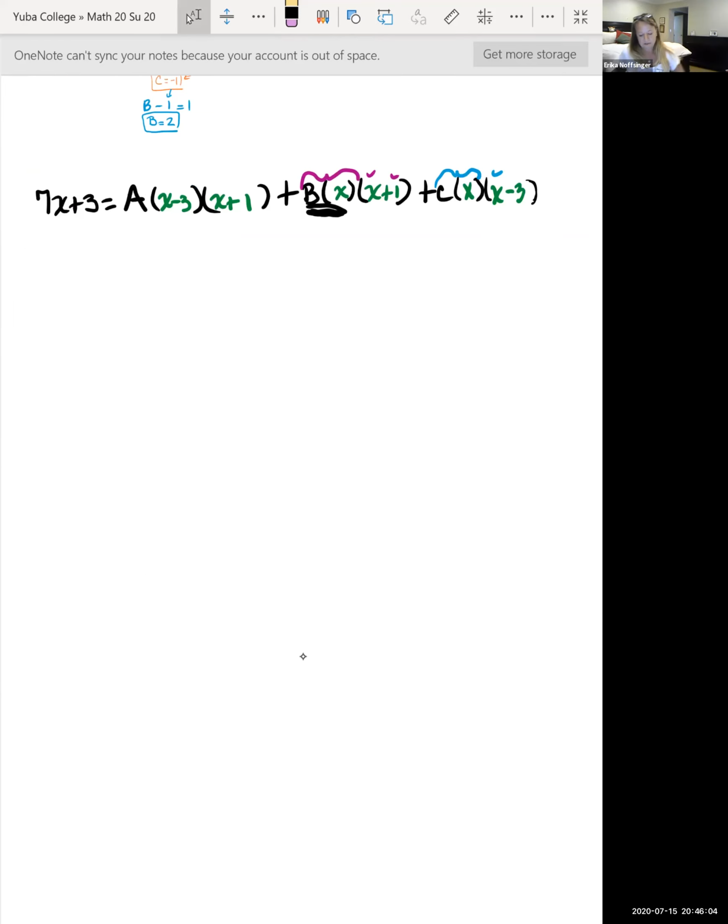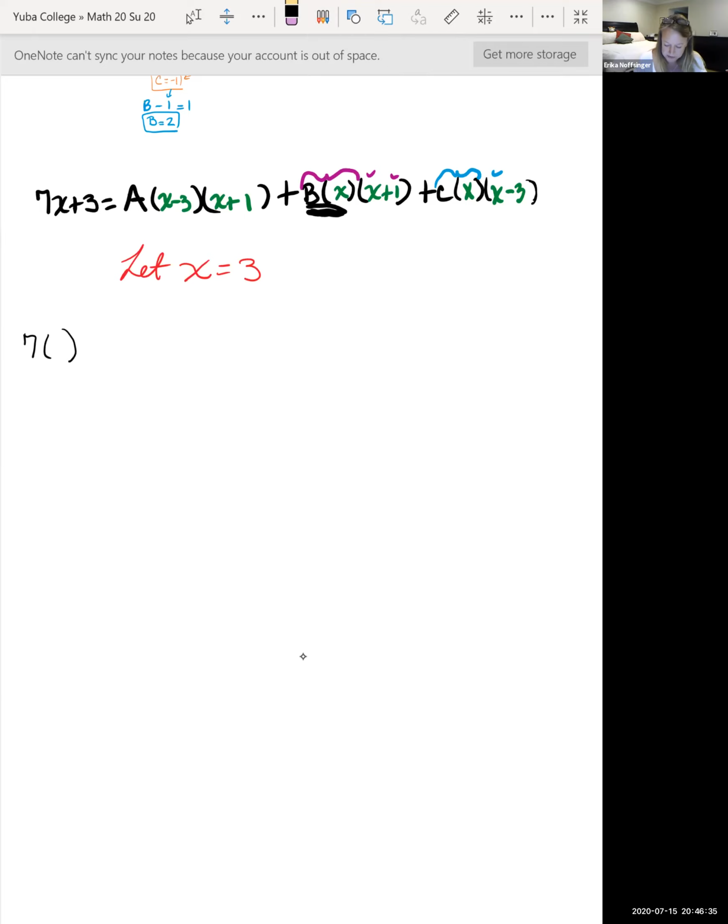You're going to choose some value for x so that your factors are going to go away. So look at when x minus 3 is 0. If we chose x to be 3 here, and we plugged this in, then we would have the following. Wherever we see an x, we're going to replace it with 3. So I'm just going to put parentheses wherever I see an x in this equation.